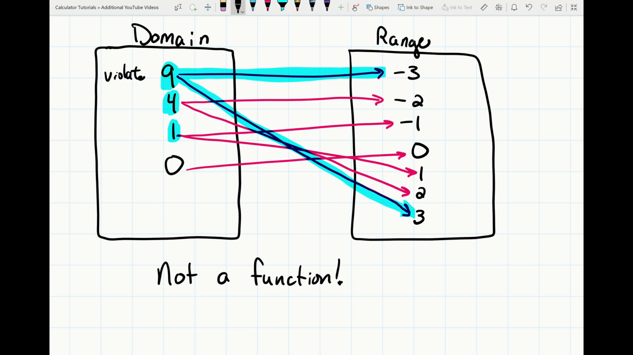So, as long as at least one of your elements in the domain violates the definition, you do not have a function. It's game over. Okay?